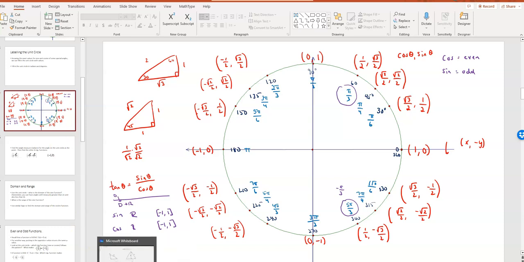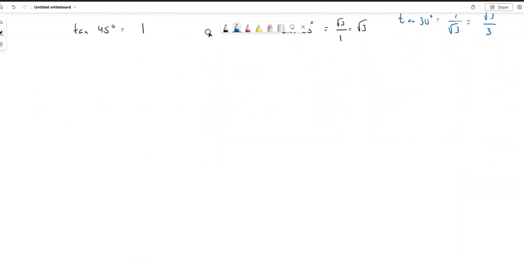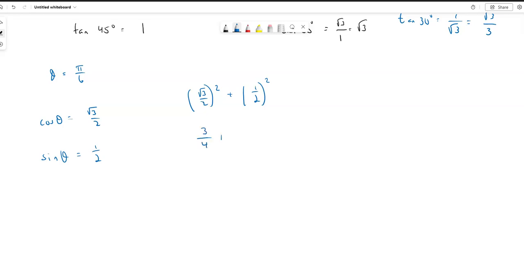So here, let me find some space. At theta equals pi over 6, the cosine of the angle is root 3 over 2. The sine of the angle is a half. So cosine squared plus sine squared, does that give me 1? Well, remember when you square something, you square the top and the bottom in a fraction? So square root of 3 squared is 3, 2 squared is 4. Over here, 1 squared is 1, 2 squared is 4. 3 quarters plus 1 quarter is 4 quarters, which is 1.